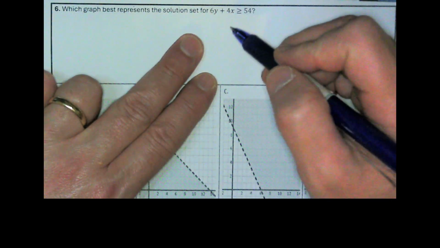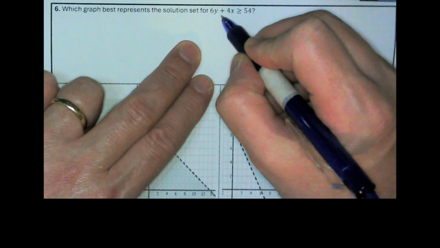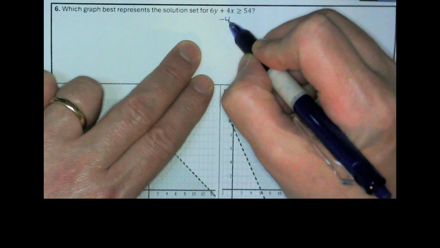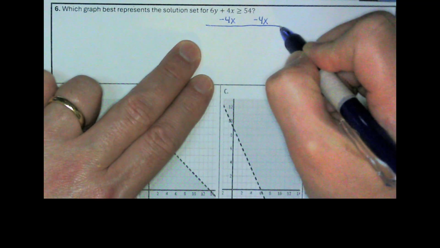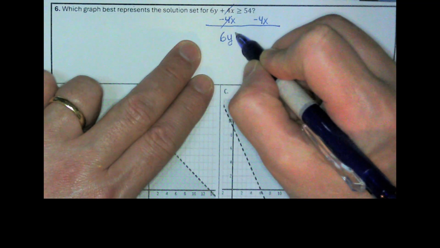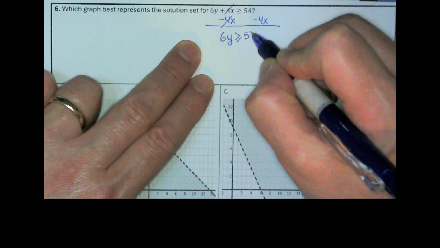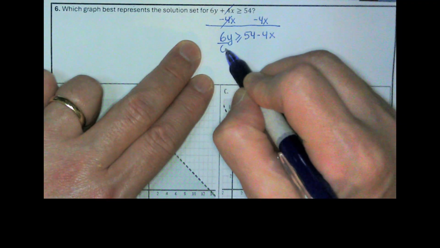So here we have problem number 6. The first thing I'm going to do is get the y by itself. I'm going to subtract 4x from both sides. The 4x cancel. I'm left with 6y greater or equal to 54 minus 4x. Now, next step is to divide both sides by 6.